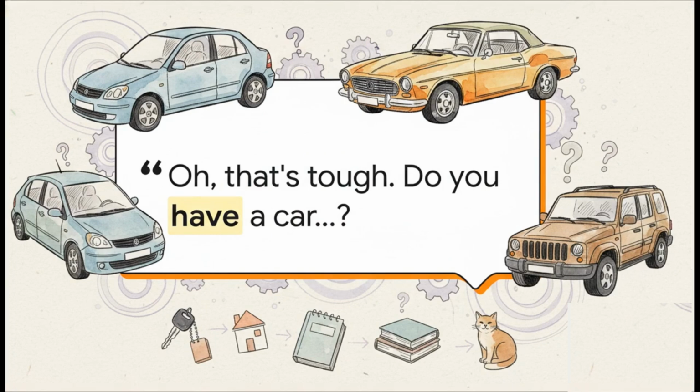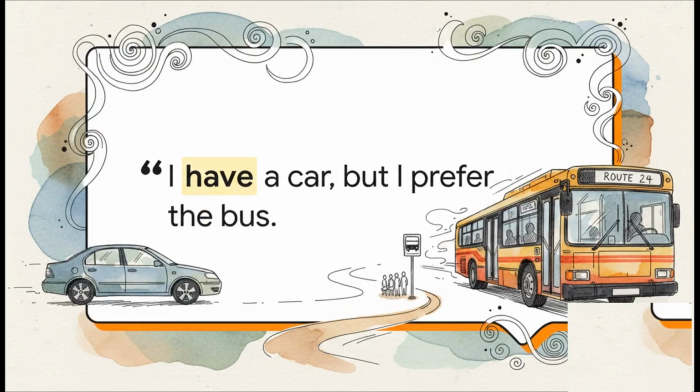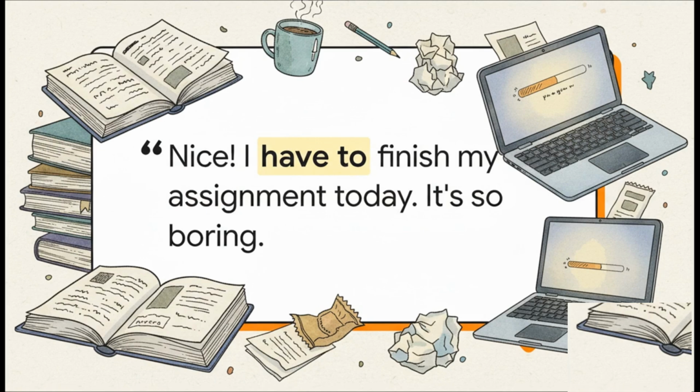His friend understands. And then notice the question, do you have a car? The conversation just switched from an obligation to possession. Now he's asking about something his friend owns. And the friend answers about his possession. I have a car, but he adds a little extra info about his preference. So he owns it, but he doesn't have to use it. And to finish up, the first friend shares his own obligation for the day. He says, I have to finish my assignment. He doesn't want to. He says it's boring, but he must do it.